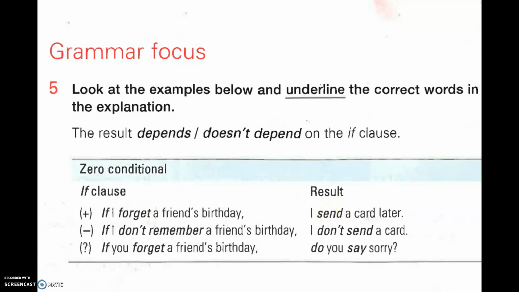Good. And then the other thing that needs to be pointed out is that they can be the other way round. You can say, I send a card later if I forget a friend's birthday. There is a change with the use of the commas, which you need to point out to the students, but try to show them examples and get them to tell you the rules, okay? Rather than just telling them. It'll help to engage them much more. So try to clarify, try to elicit rather than tell.